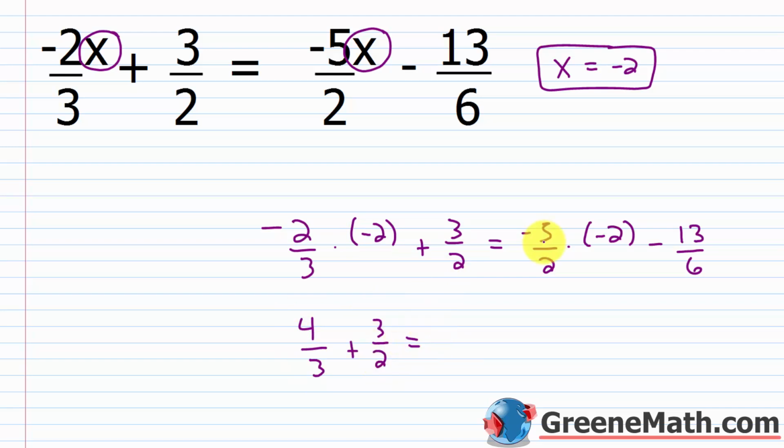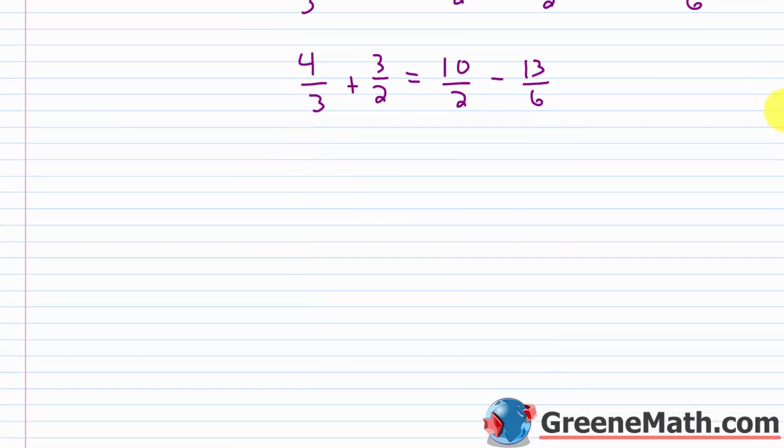And this is equal to, over here, negative 5 times negative 2 is 10. So 10/2. And then minus 13/6. Okay, scroll down, get a little room going. So the idea here is to simplify each side and make sure you have the same value on each side, okay? So I need to get a common denominator going.